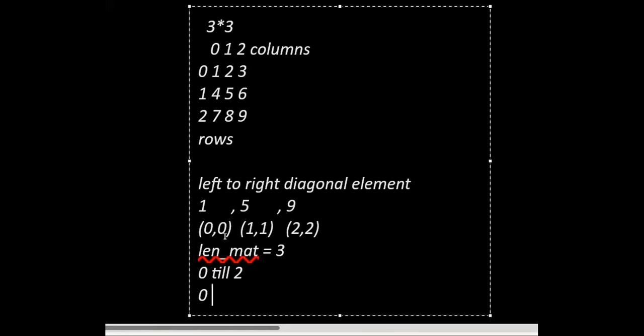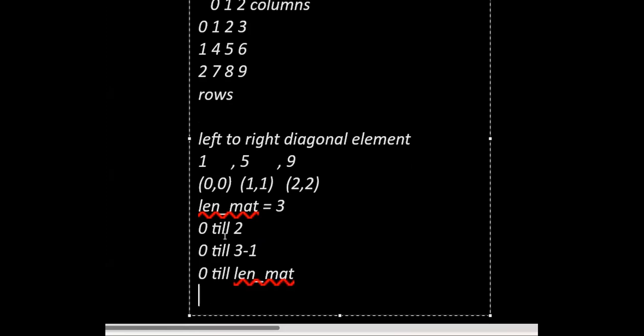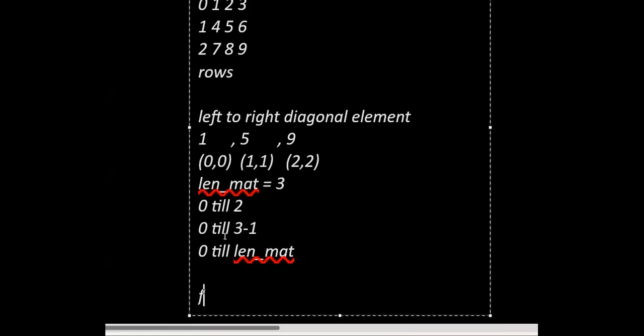0 to, can I write 2 as 3 minus 1? Yeah. So from where to where am I moving? 0 till length of my matrix. So how do we generate these elements, sir? To generate these elements, we can use a for loop. We are repeatedly generating elements, right?